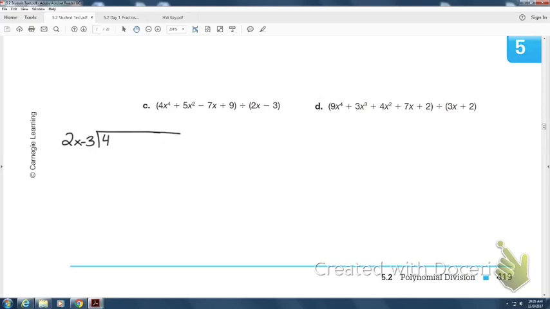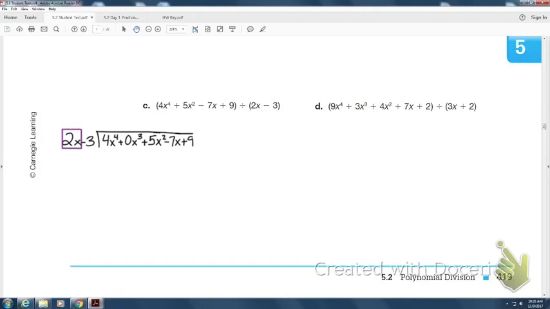Then you come in, I've got 4x to the 4th. And then I'm just going to put plus 0x cubed, plus 5x squared, minus 7x plus 9. And then after that, it is business as usual. Spencer, what's the only thing I'm going to divide by in this whole problem? 2x.